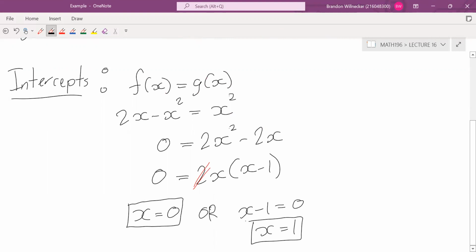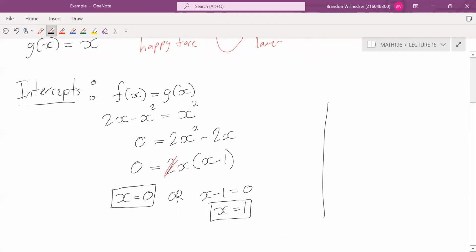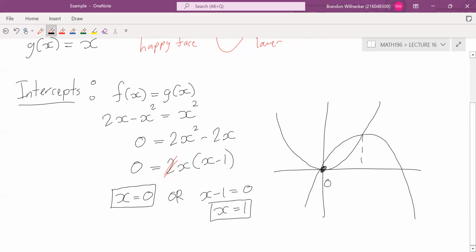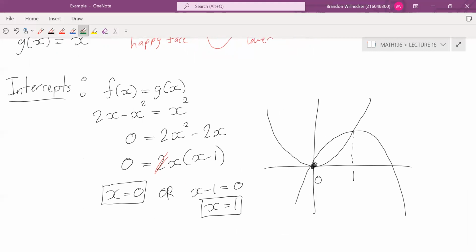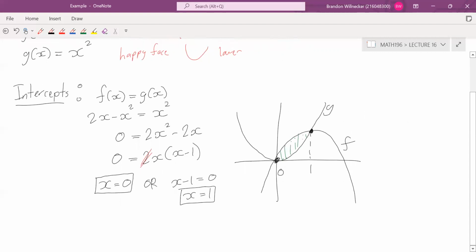Okay, and if we were to draw a sketch of these functions, then we would see that it looks something like this. So we've got g of x looks something like that, f of x looks something like that, and we've got the intercept there and the intercept there. Okay, and we're interested in this region between them. Okay, so that's a quick sketch of what's going on. So that's G, and that one's F. Okay, so let's find out what the area is.